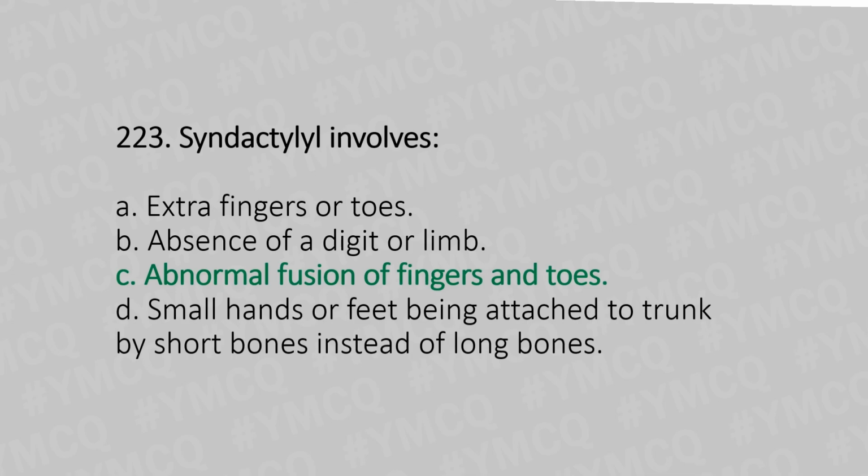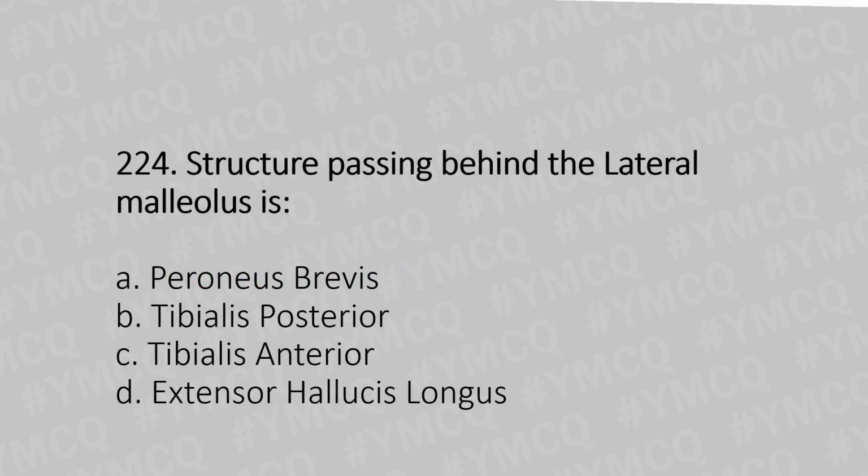Now let's move to question number 224. The tendon passing behind the lateral malleolus is option A, peroneus brevis. Option B, tibialis posterior. Option C, tibialis anterior. Option D, extensor hallucis longus. And the answer is option A, peroneus brevis.